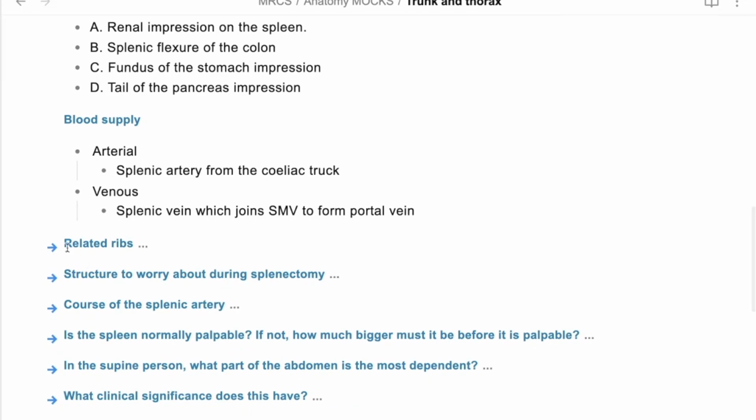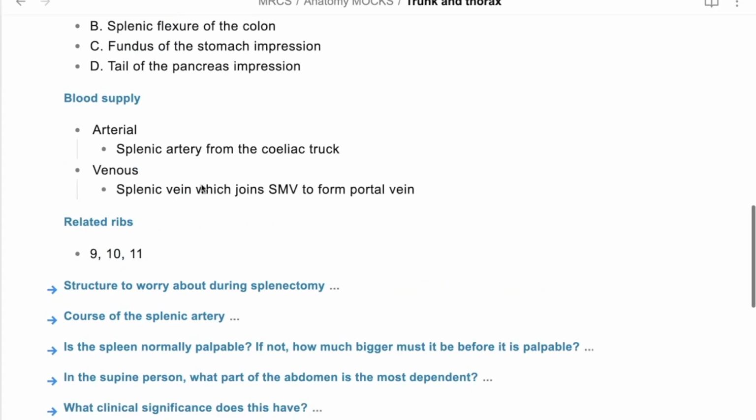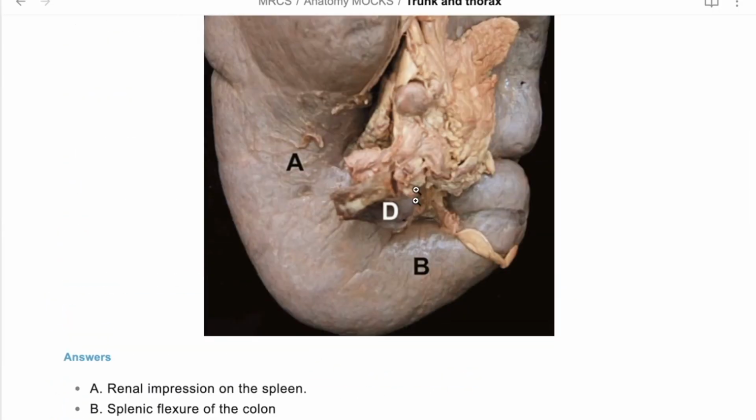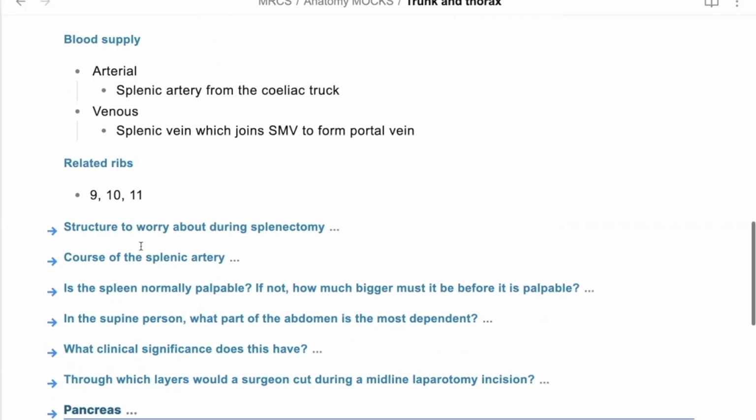All right. So what are the related ribs to the spleen? The spleen is related to the 9th, 10th, and 11th ribs. Well done. Structures to worry about while you're doing a splenectomy? Tail of the pancreas. Okay, excellent. So remember, we talked about D, which is very close to the hilum, the tail of the pancreas. Well done.